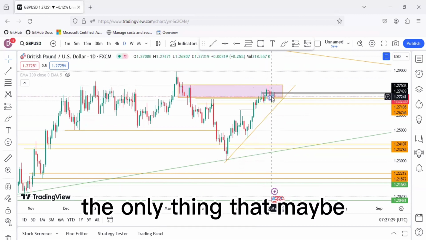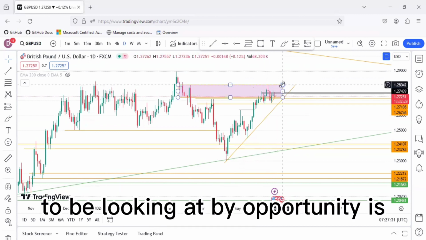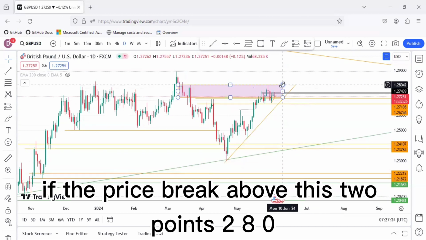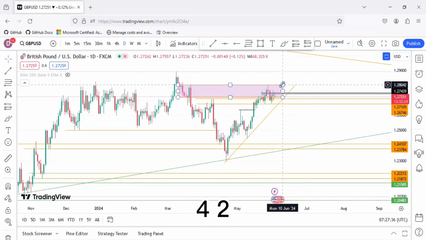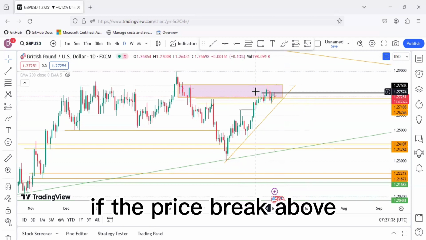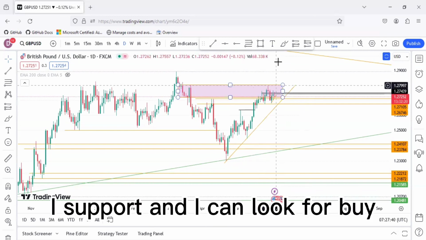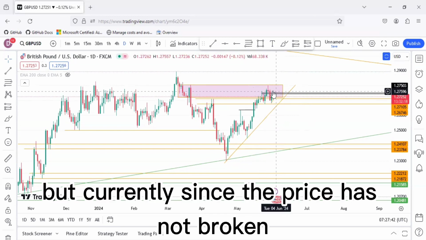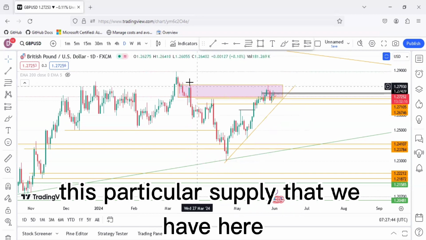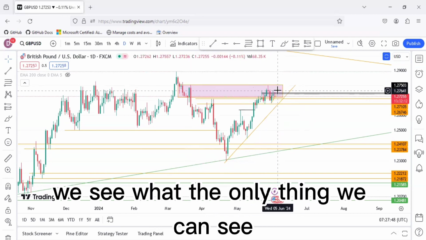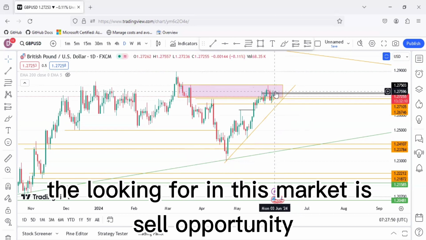The only thing that will make me look at a buy opportunity is if the price breaks above this 2.28042. If the price breaks above this place and uses this place as a support, then I can look for buy. But currently, since the price has not broken this particular supply that we have here, the only thing we can still be looking for in this market is a sell opportunity.